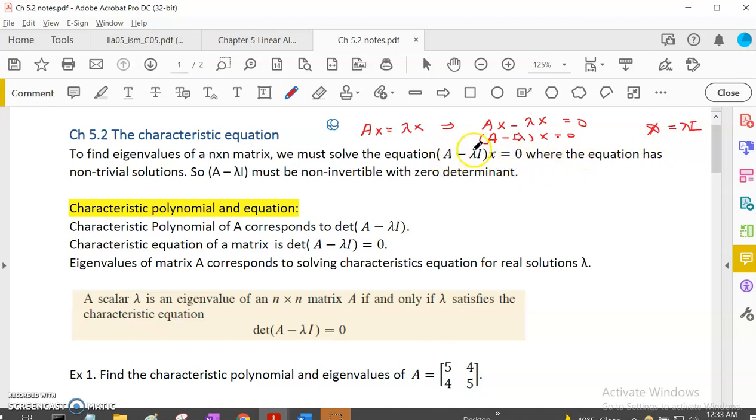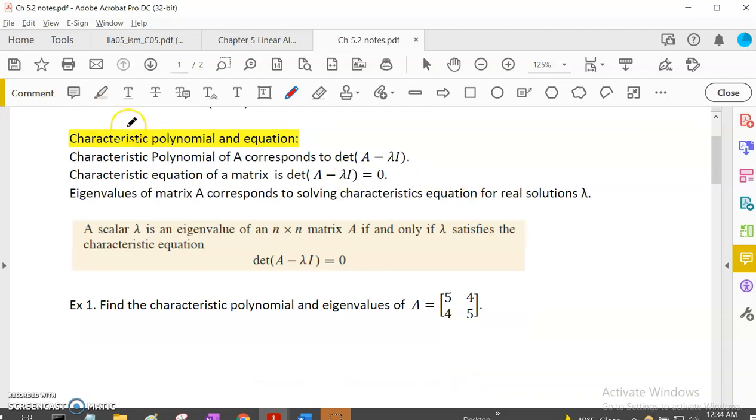In order to solve it, to find eigenvalue, we assume that this x is an eigenvector, so A minus lambda I must be non-invertible. That means there should be more than one solution, some non-trivial solution. As a result, A minus lambda I must be non-invertible with 0 determinant.